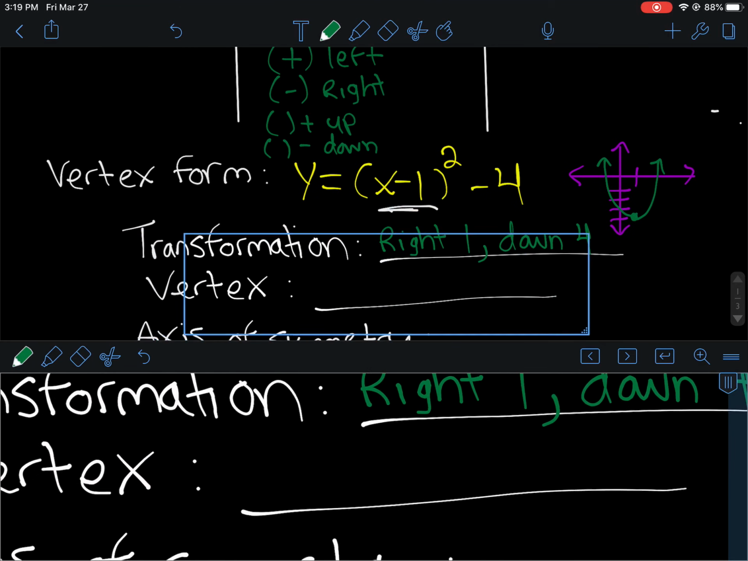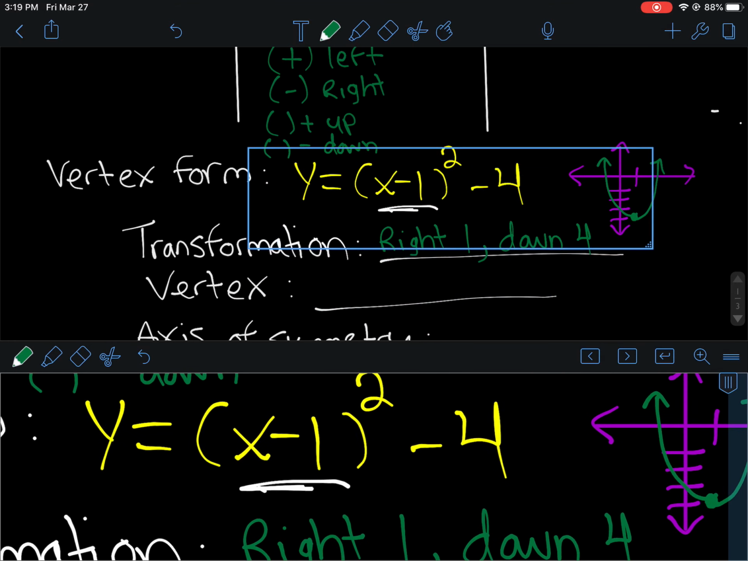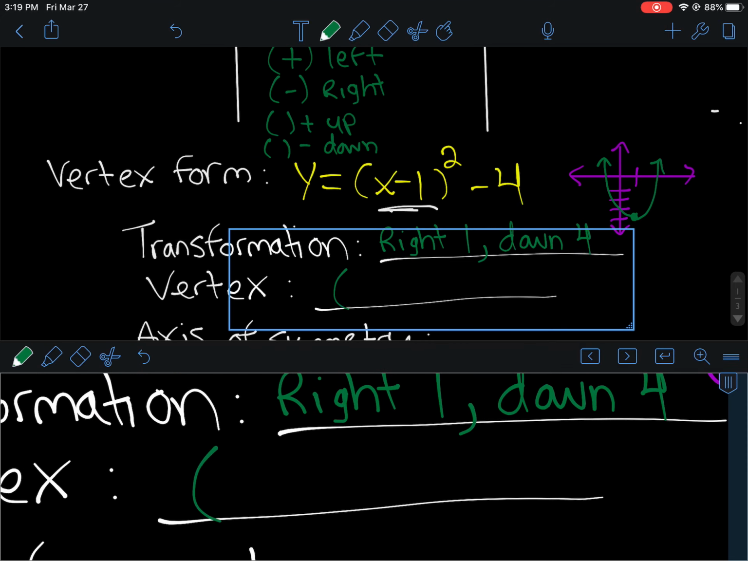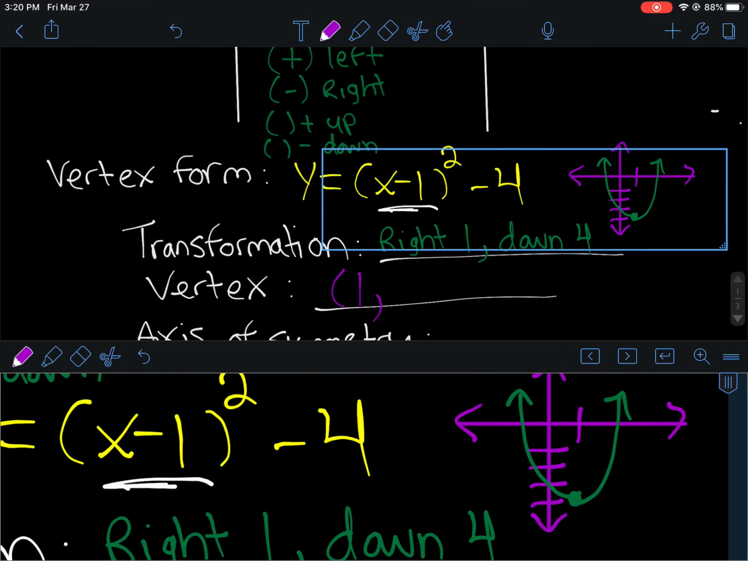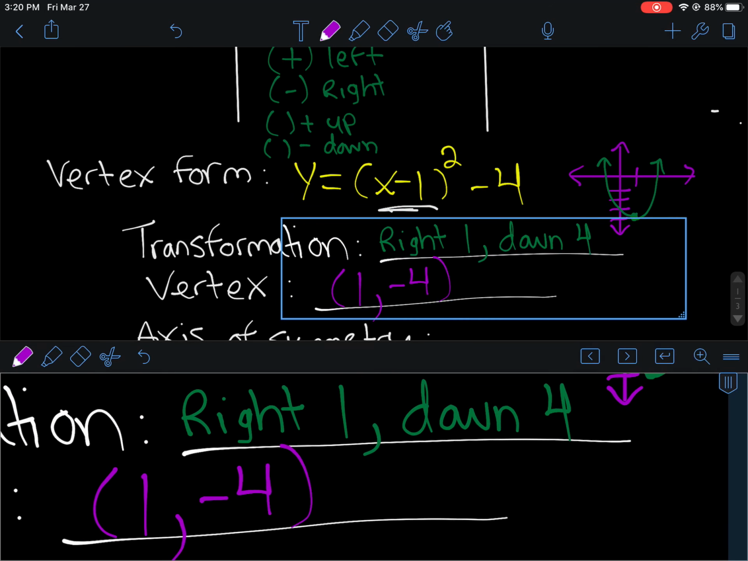Now my transformation helps me find my vertex. Or in other words, you can just look at the equation. Whatever is opposite of what's inside, which in this case is -1, the opposite of -1 is going to be +1. So this would be +1. And then my down 4, whatever number that is, that's going to be my y. So in this case, it'd be -4. You do not take the opposite of that.